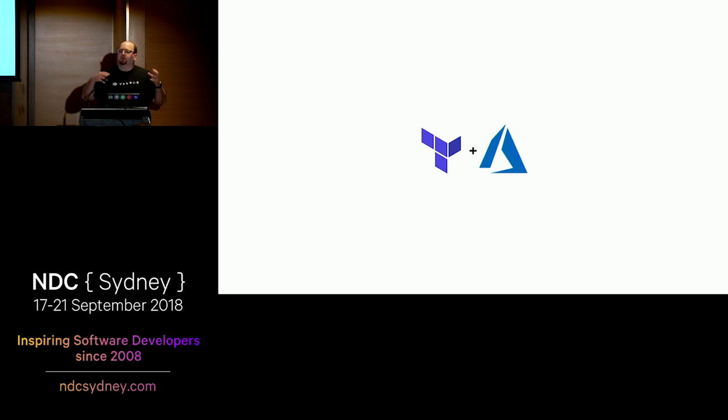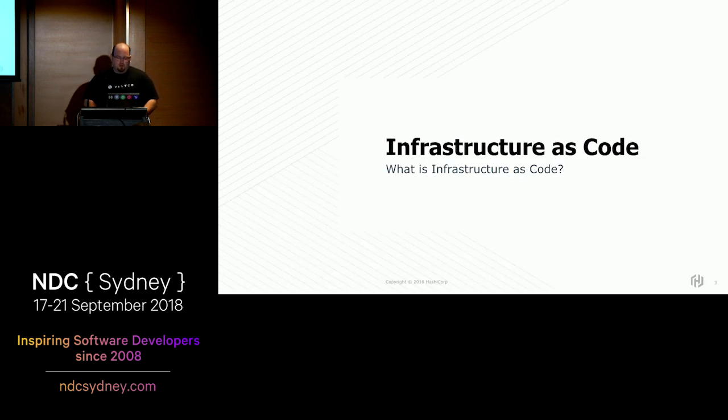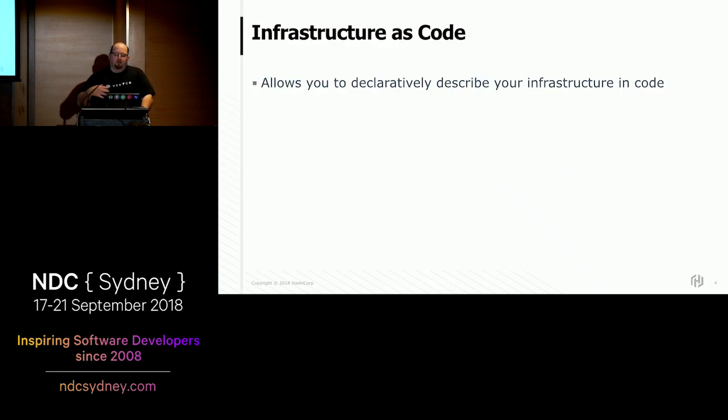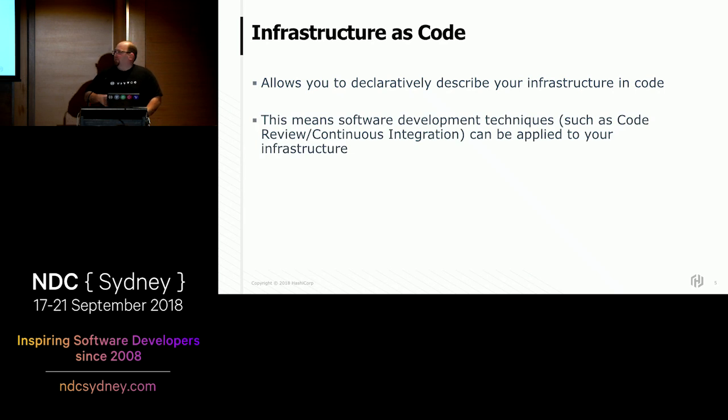Hopefully the principles should apply to any of the other providers that Terraform supports. So, just to get started, what is infrastructure as code? Infrastructure as code is declaratively defining your infrastructure in code in such a way that you can apply standard software development techniques to it. So for instance, you can apply code review and continuous integration to your infrastructure.